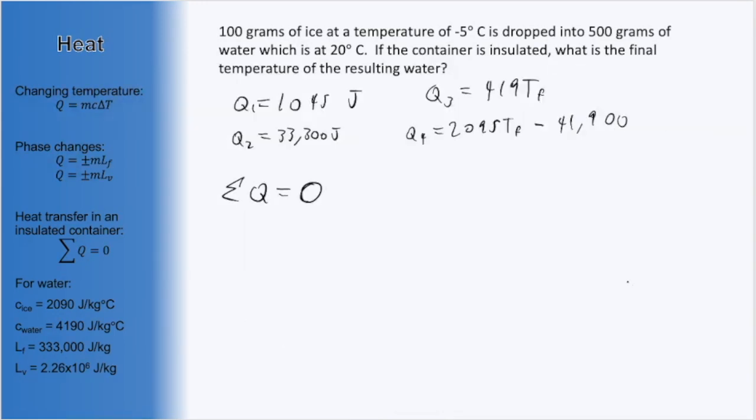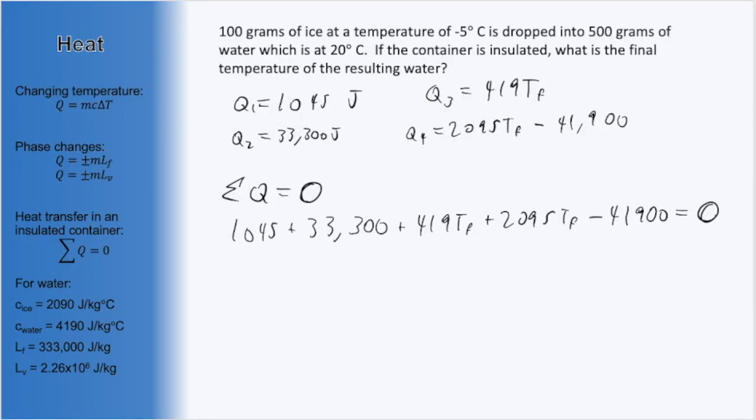Now that I have all of these heats, I can start plugging them into my insulated container equation. So adding them all up, Q1 is the 1045 plus Q2, which is the 33,300, plus Q3, which is the 419 T final, plus Q4, which is 2095 T final, minus 41,900, must all add up to 0. This now gives me an equation with the only unknown as the T final, which I can now solve for.